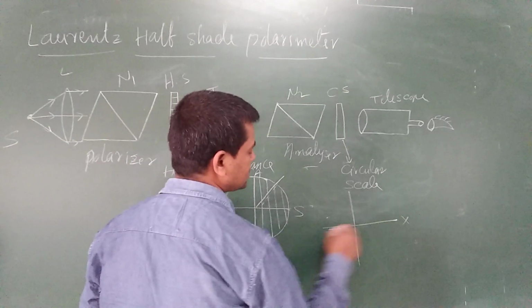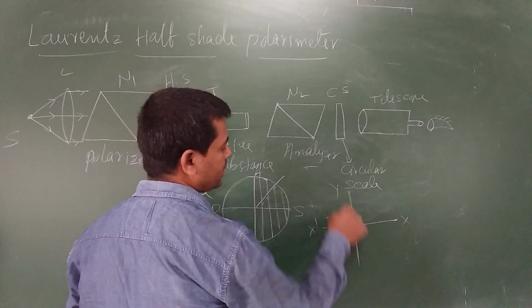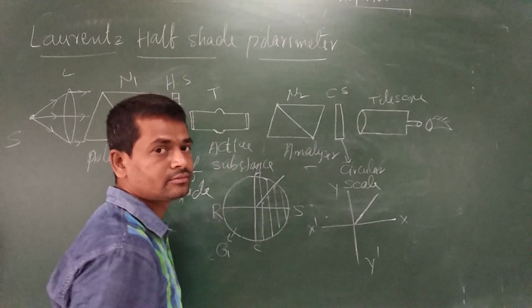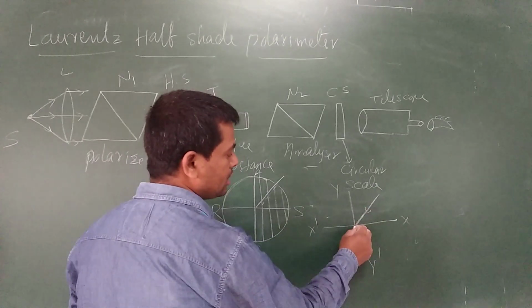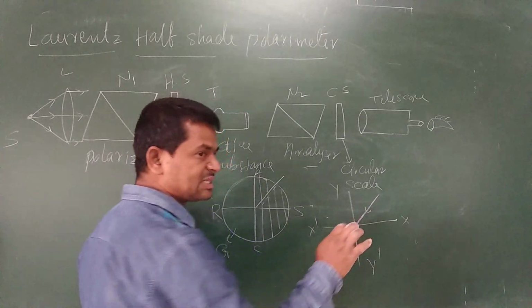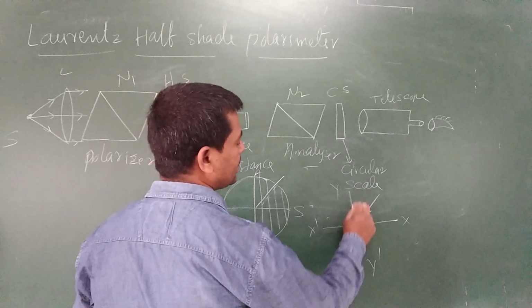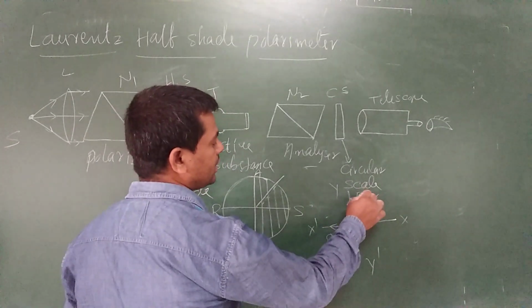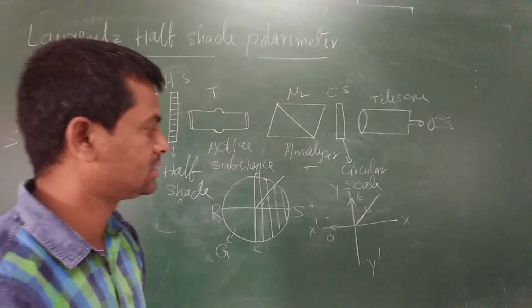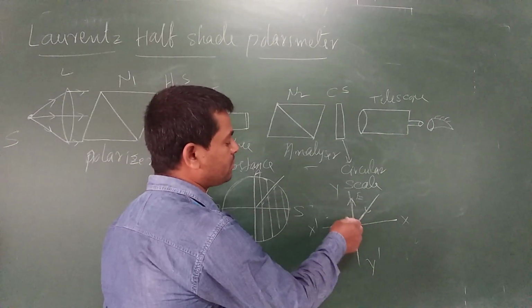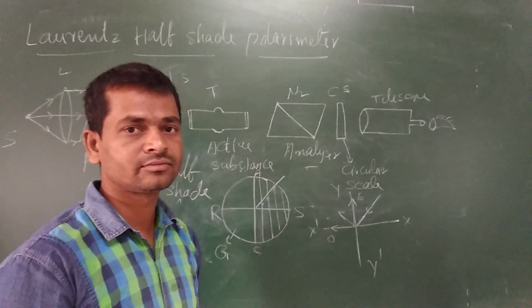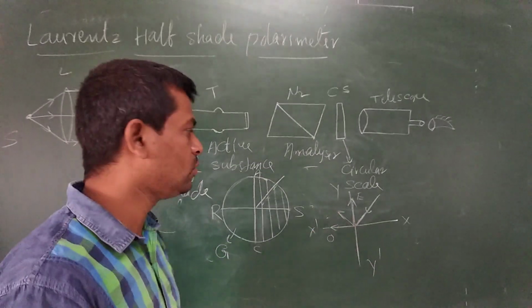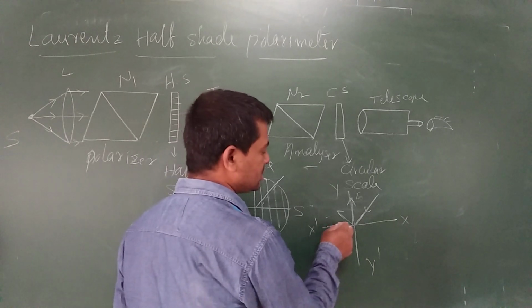So let me say the x dash axis and y dash axis. Suppose the light is coming like this, right? Then it is split into an E ray and an O ray. Let the O ray travel in this direction and the extraordinary ray travel in that direction, and the resultant is actually present in this direction. But instead of moving in this direction, what happens? They move in the reverse direction.